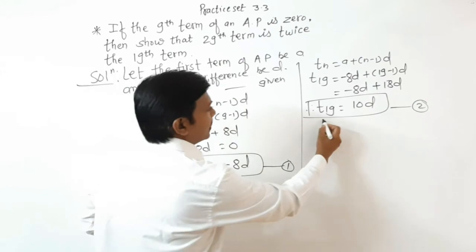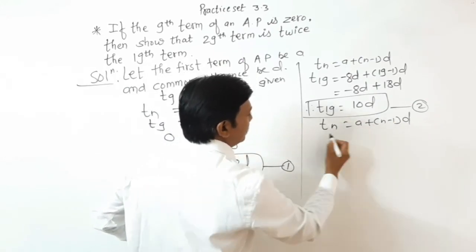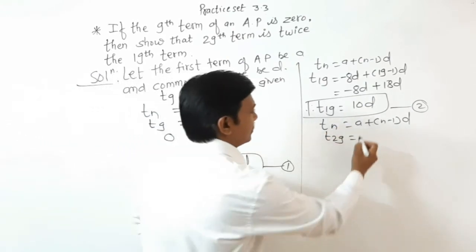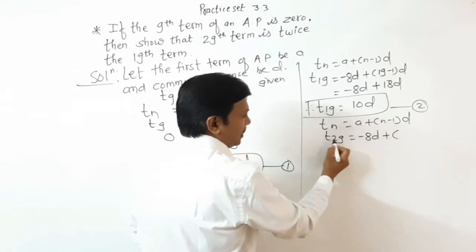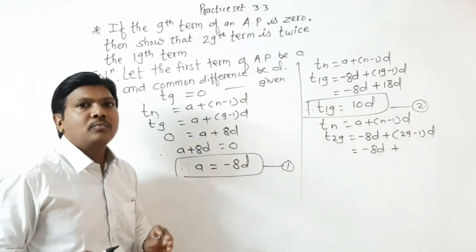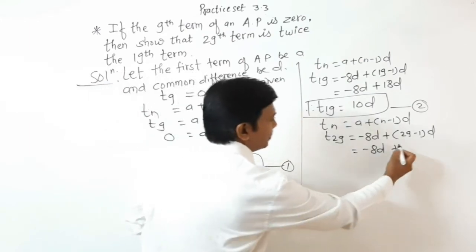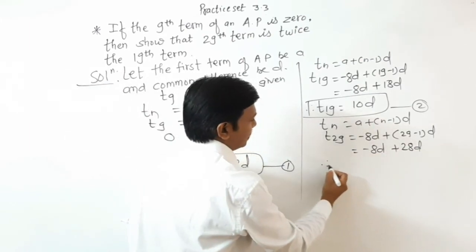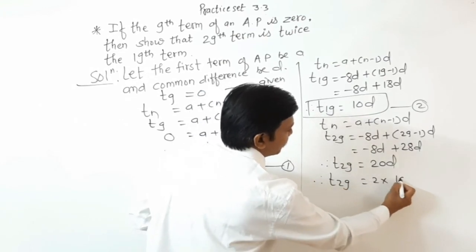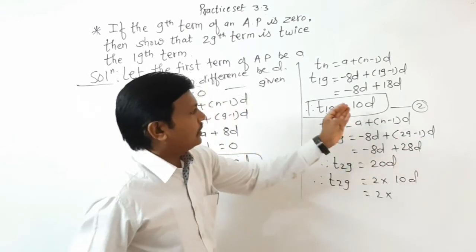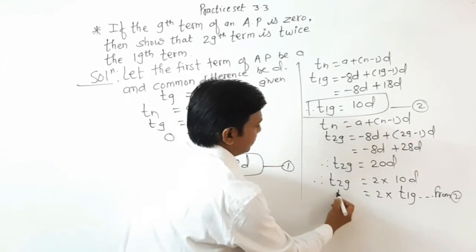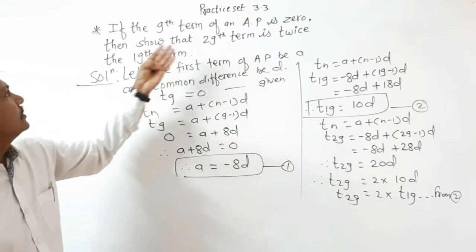Then similarly find T29. So again Tn equal to A plus n minus 1 into D. So T29 equal to, again this value is important, so A is minus 8D. So again put this A, that is minus 8D, plus in bracket this n is 29 minus 1 into D. So minus 8D plus 29 minus 1, 28 into D, that is 28D. So T29 is 20D. Therefore T29 equal to 2 into 10D, and this 10D is T19. So put this value T19 from second. Therefore this T29 is twice the 19th term.